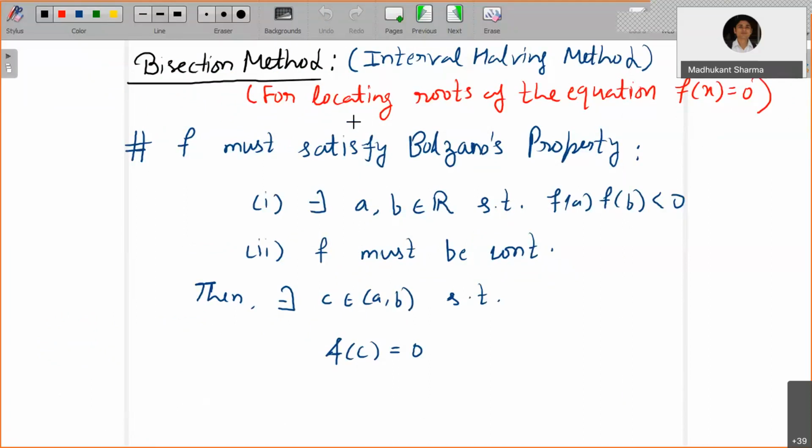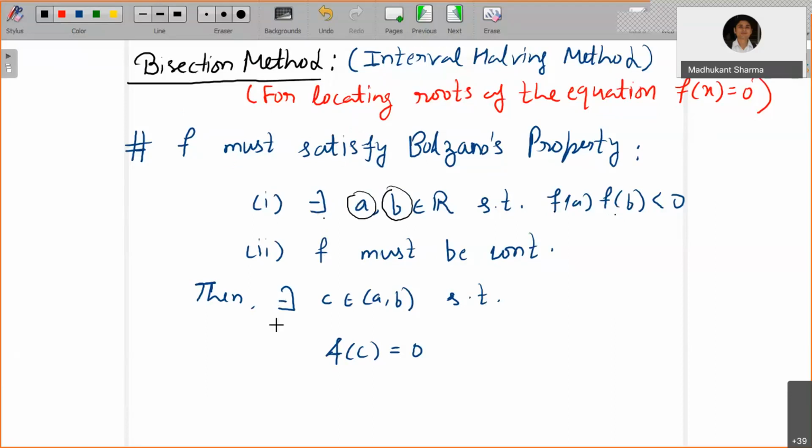Okay, it may not locate the exact root, but it may locate the approximate root. So for applying this method, f must satisfy Bolzano's property, which is you are supposed to identify 2 points A and B in R such that f of A into f of B is less than 0. That's the first thing. And the second thing is f must be continuous. These two conditions need to be satisfied.